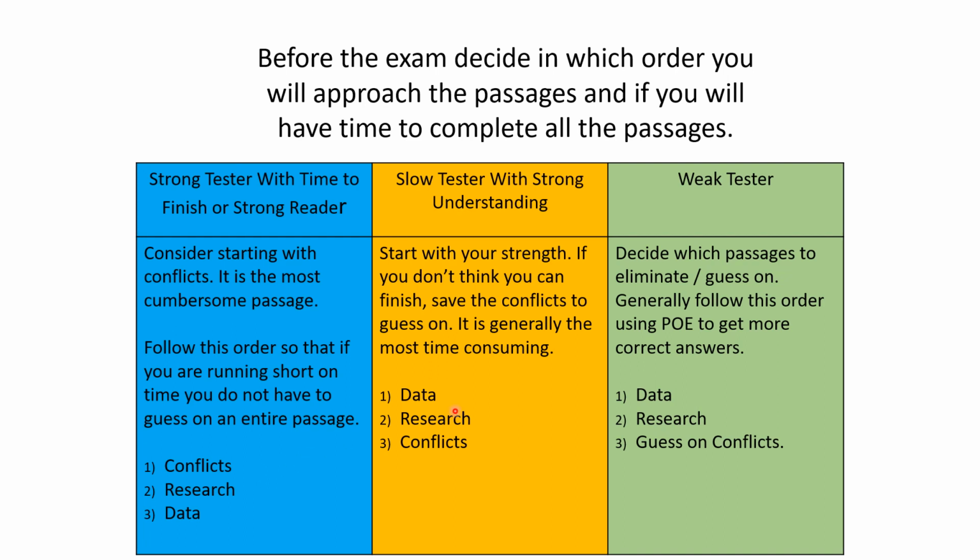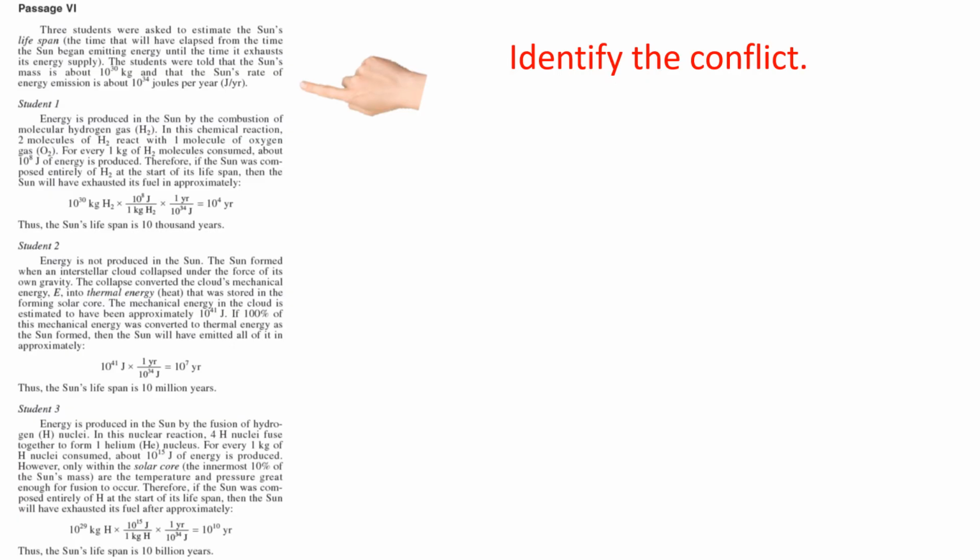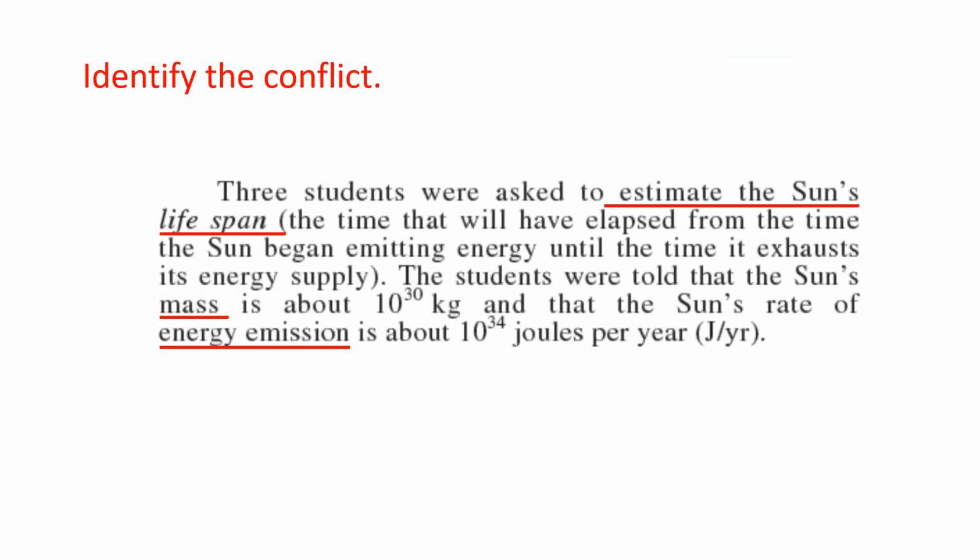If you're a slow test taker or a weak reader, maybe do conflicts last. So that's up to you to figure out the best order that works for your pathway through the test, but you have to consider when to do conflicts. The first thing you do is to identify the conflict. It's the first paragraph of the passage. The conflict in this passage: 3 students were asked to estimate the sun's lifespan that take into consideration the mass and the energy emission of the sun.